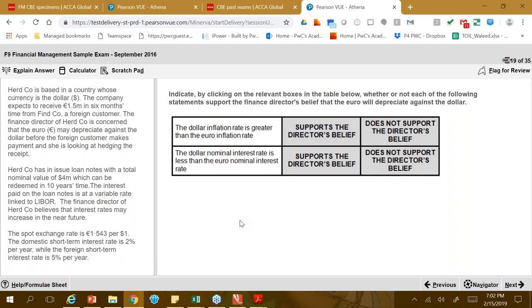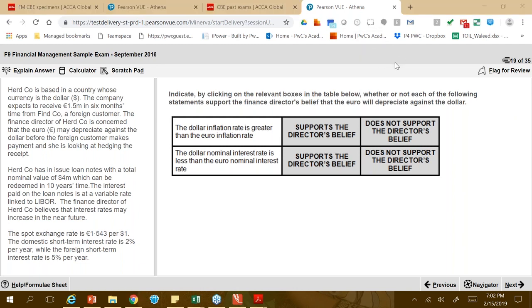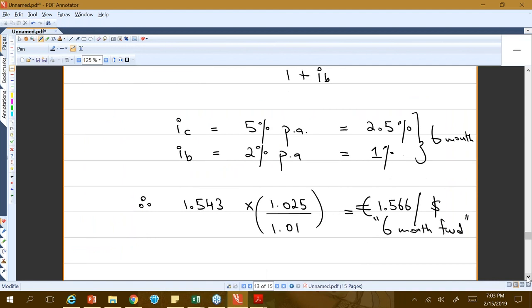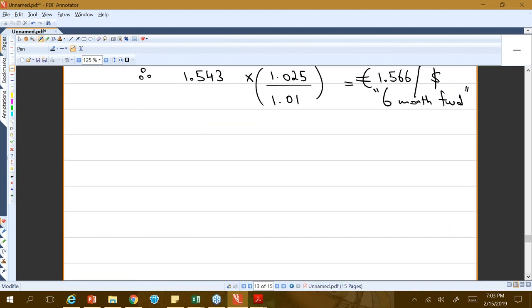Now this question is a complex one to deal with in exam situations. So what I need here is a bit of numbers. By clicking on the relevant boxes, whether or not each of the following statements supports the finance director's belief that the euro will depreciate against the dollar. To talk about this, we need simple numbers.